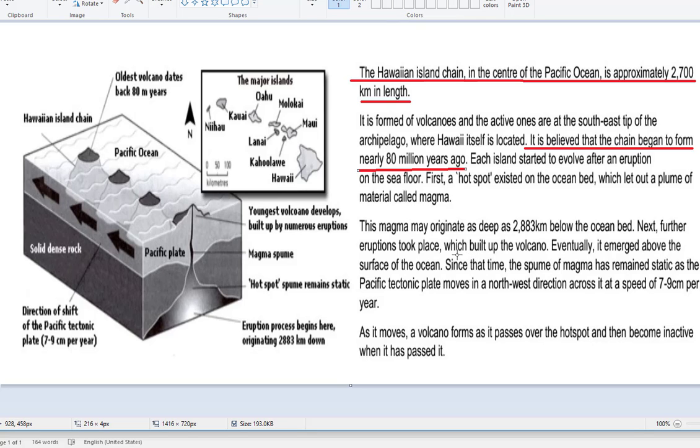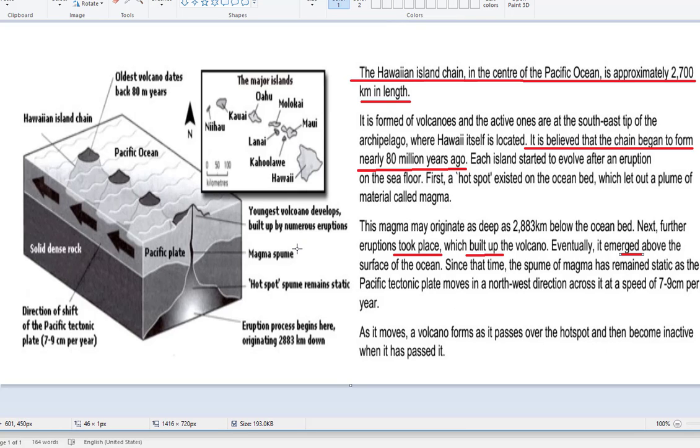Now, since this is an ongoing process, I don't know why the past tense is used here, because this is still continuing, so it should be present tense: which builds up the volcano. Since that time, what does this refer to? I don't know. This speed as it moves. As it moves, the volcano forms as it passes over the hotspot and then becomes inactive when it has passed it.